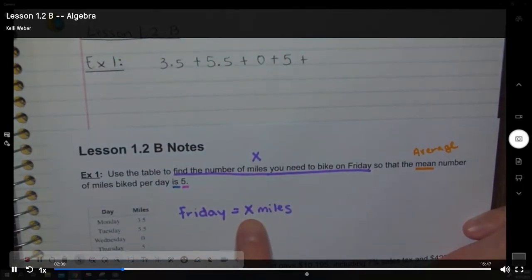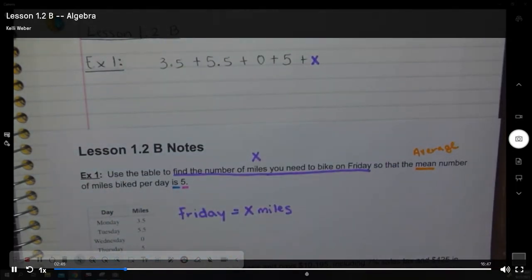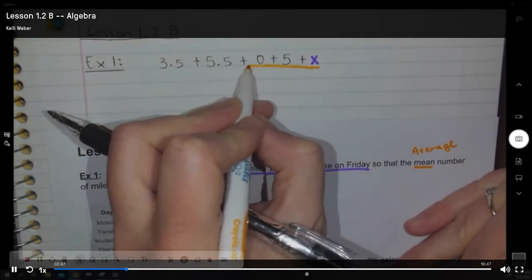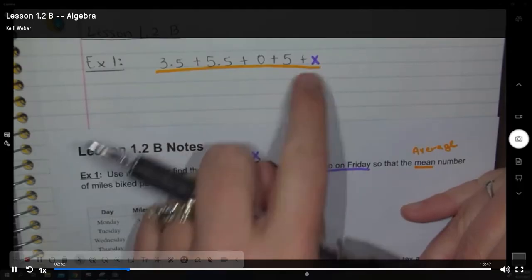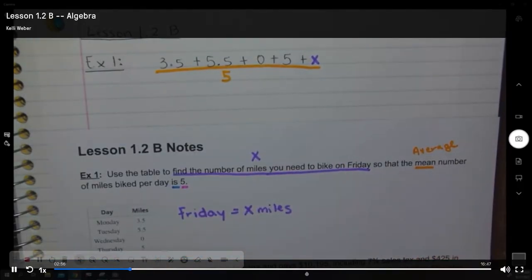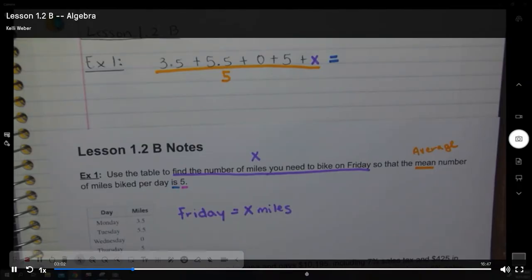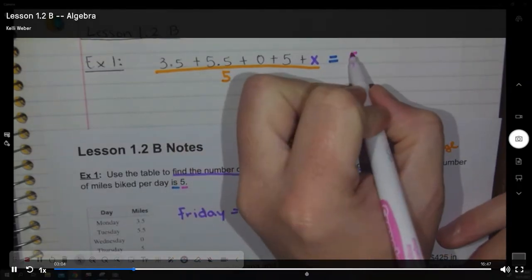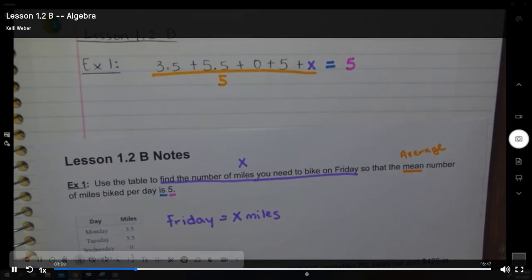plus, we're looking for Friday, so we have to include our X. And then it's all divided by the amount of numbers that we have. We have 1, 2, 3, 4, 5 numbers, so it's divided by 5. And we need to do this so that our mean is equal to 5. So we kind of sorted through all the information that we were given.